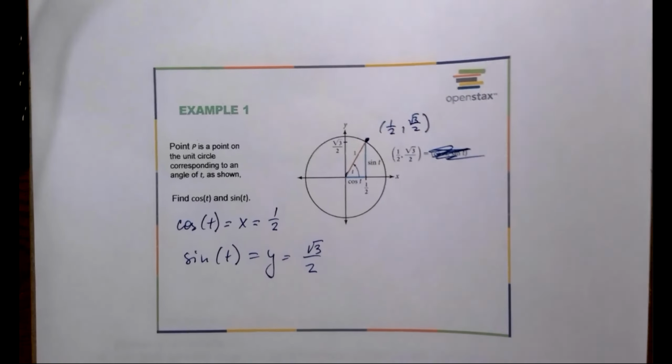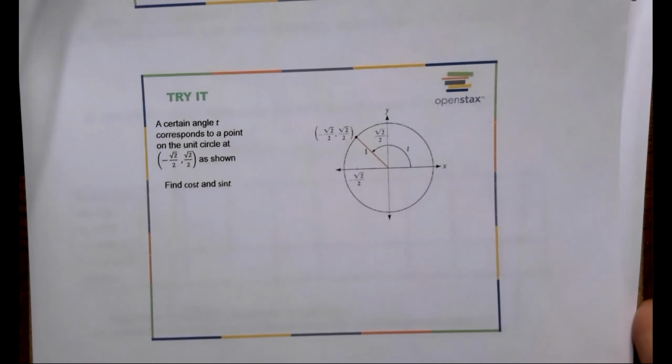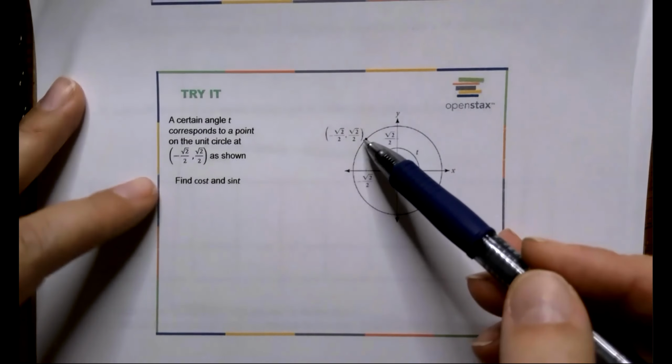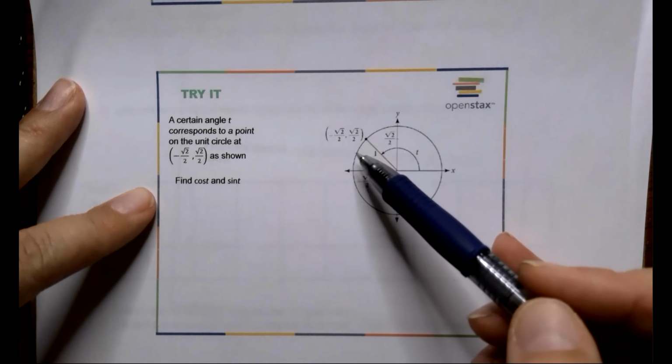It's that easy. Now I want you to try this problem by yourself. Again, we have a picture with a given point and the coordinates, and I want you to find the cosine of t and sine of t from this picture. I hope that was easy. If not, then let me know. We'll talk about it in class.